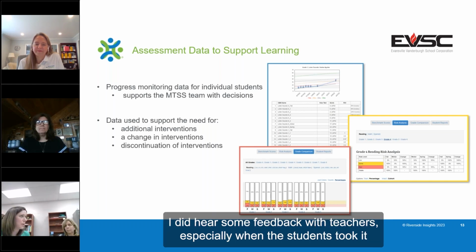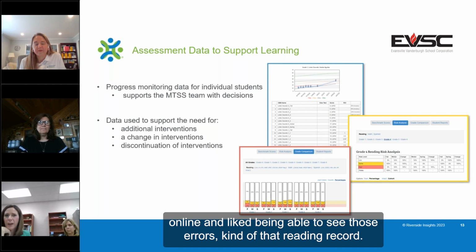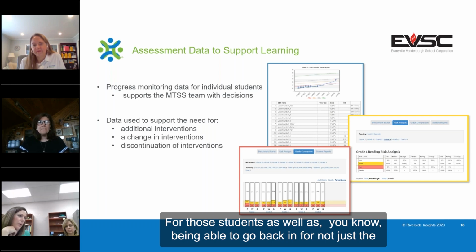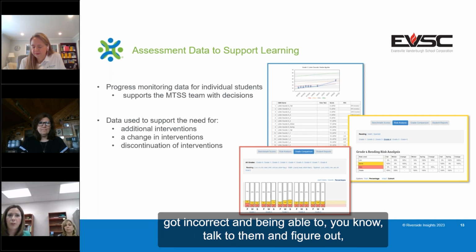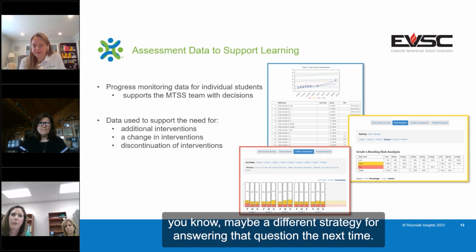I did hear some feedback from teachers, especially when the students took it online and liked being able to see those errors, that reading record. For those students, as well as being able to go back in and look at not just the fluency, but then the comprehension, knowing which questions the student got incorrect and being able to talk to them and figure out maybe a different strategy for answering that question the next time.